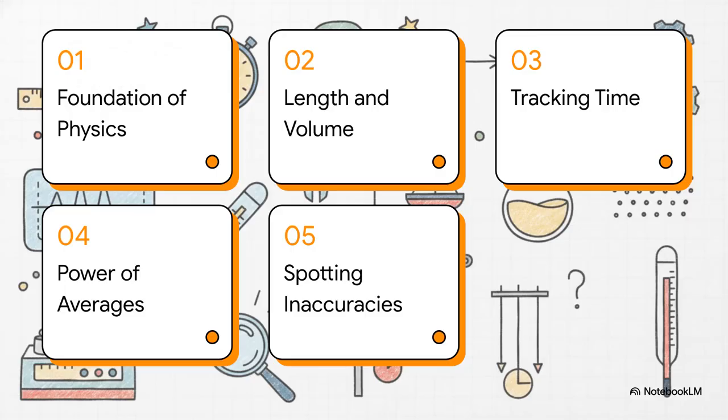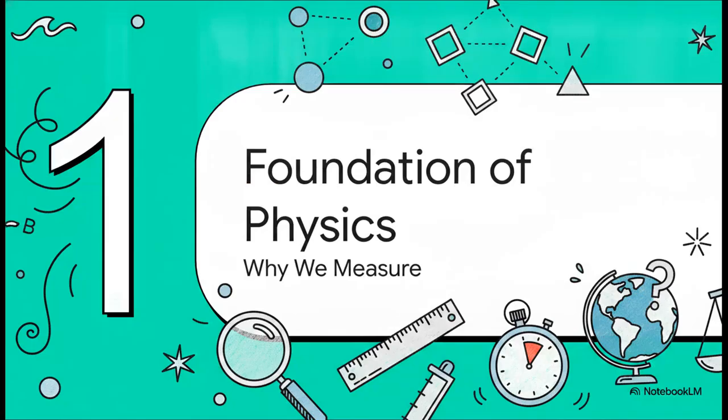Here's our game plan for today. First, we'll look at the foundation of physics. Second, measuring length and volume. Third, tracking time accurately. Fourth, the power of averages. And finally, spotting measurement inaccuracies. Let's get to it. Section 1. The foundation of physics and why we actually measure things.